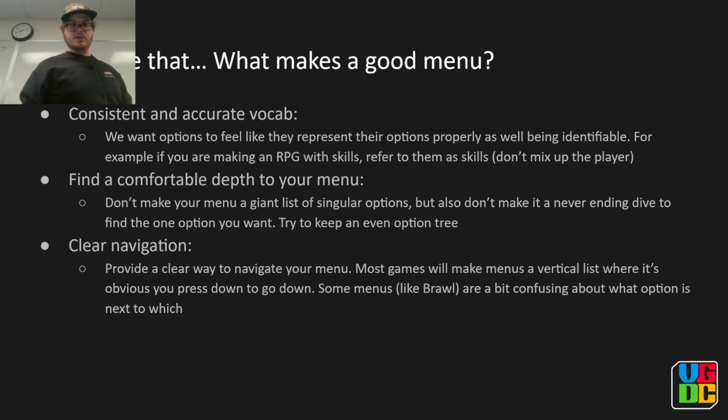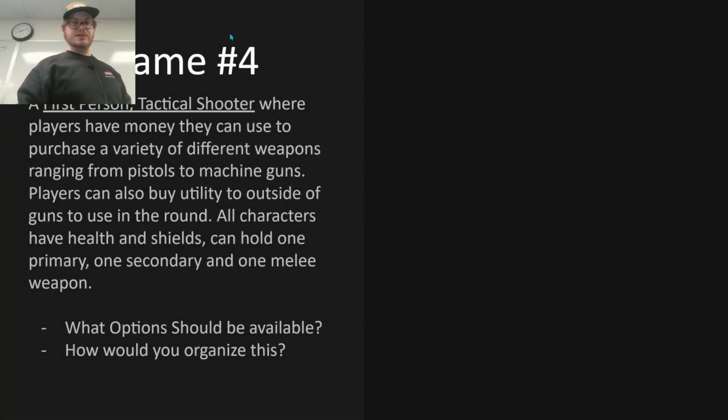So, cool. The first one I have is a first-person tactical shooter where players have money they can use to purchase a variety of different weapons at the beginning of a round. And so the menu we're making is the menu to purchase equipment, just to be specific. This is more background on what the game is, so what kind of things you can have. We are making the menu to buy the stuff. I will give you all 5 minutes for this one, and then we'll do 2 volunteers, and then we'll do our last one, which I think will be our most fun one.